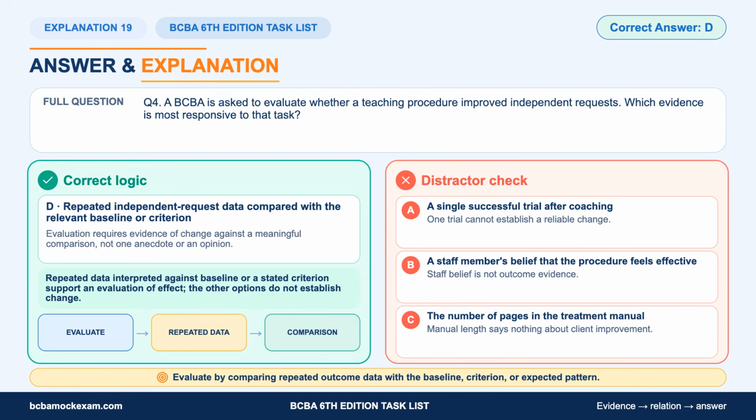A. One trial cannot establish a reliable change. B. Staff belief is not outcome evidence. C. Manual length says nothing about client improvement. Evaluate by comparing repeated outcome data with a baseline, criterion, or expected pattern.